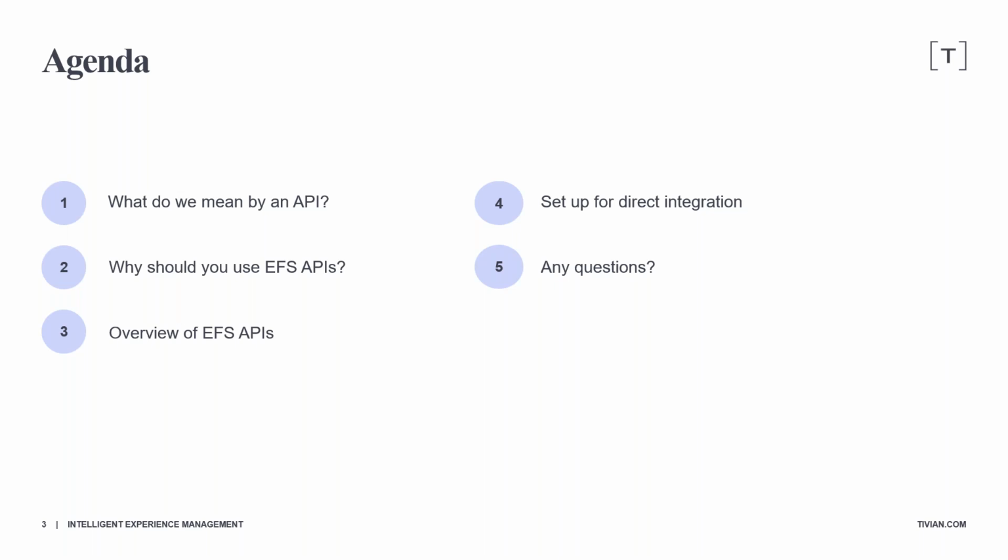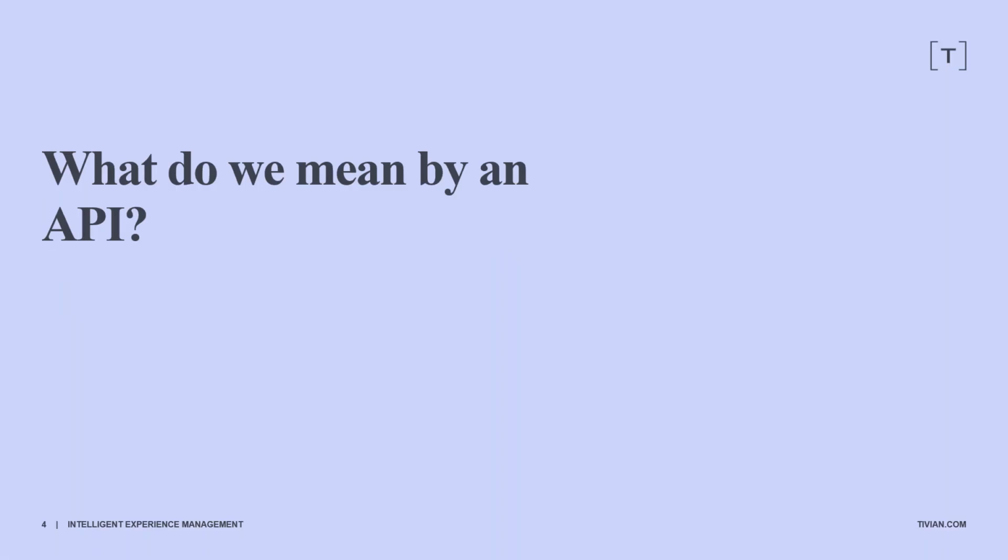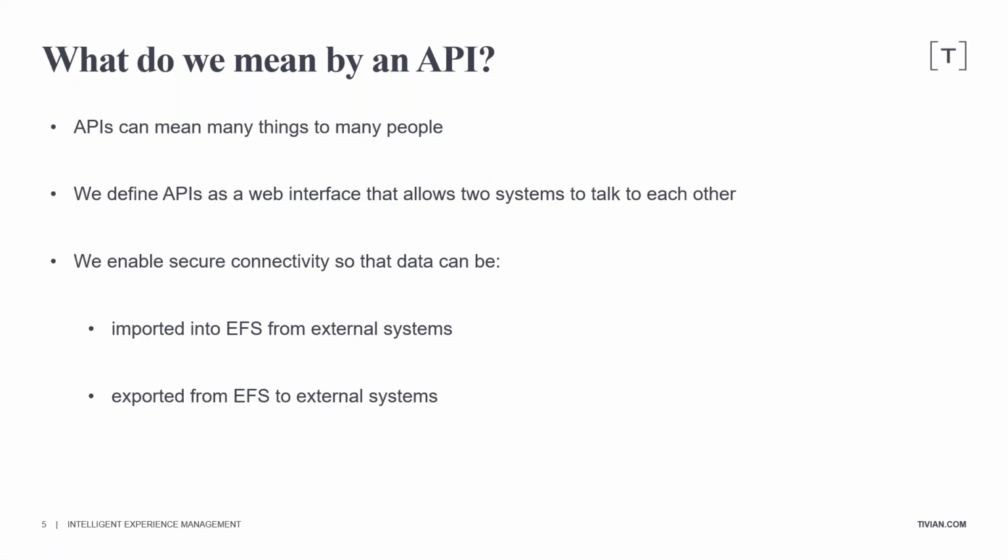Okay, so first of all, what do we mean by an API? The term API can mean different things to different people. What we're going to do now is just set the scene and explain what we here at Tivian mean by the term API, so that it helps to frame your understanding and how you can use them.